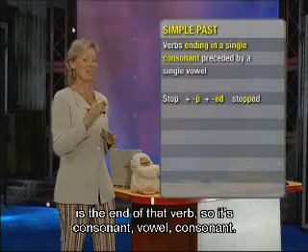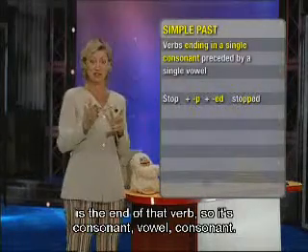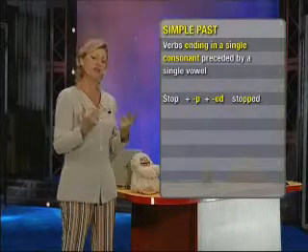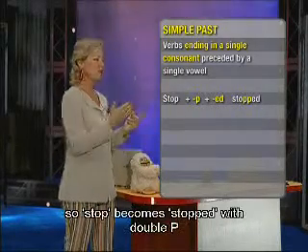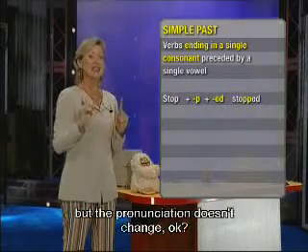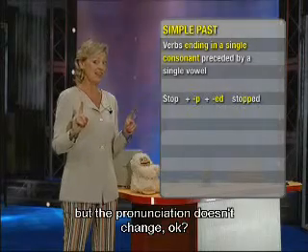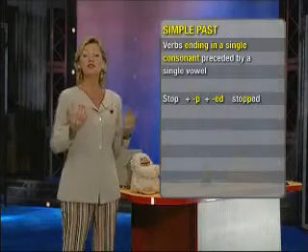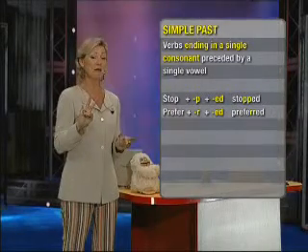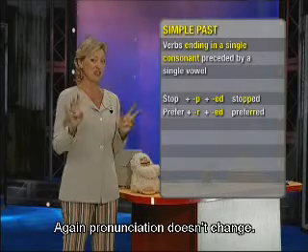Then the next group, stop. T-O-P is the end of that verb, so it's consonant, vowel, consonant. With these verbs, what we do is we double the consonant. So stop becomes stopped with double P, but the pronunciation doesn't change. Okay? Another example is prefer. Prefer becomes preferred, double R. Okay? Again, pronunciation doesn't change.